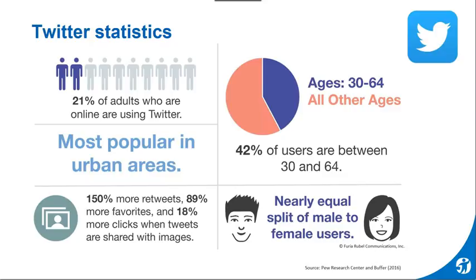Only 21% of adults who are online are using Twitter, and you might be asking yourself, then why are we talking about Twitter? And we are going to talk a little bit about the benefits. It's most popular in urban areas. There are 150% more retweets, 89% more favorites, and 18% more clicks when we tweet and share with images. In other words, photos, videos.